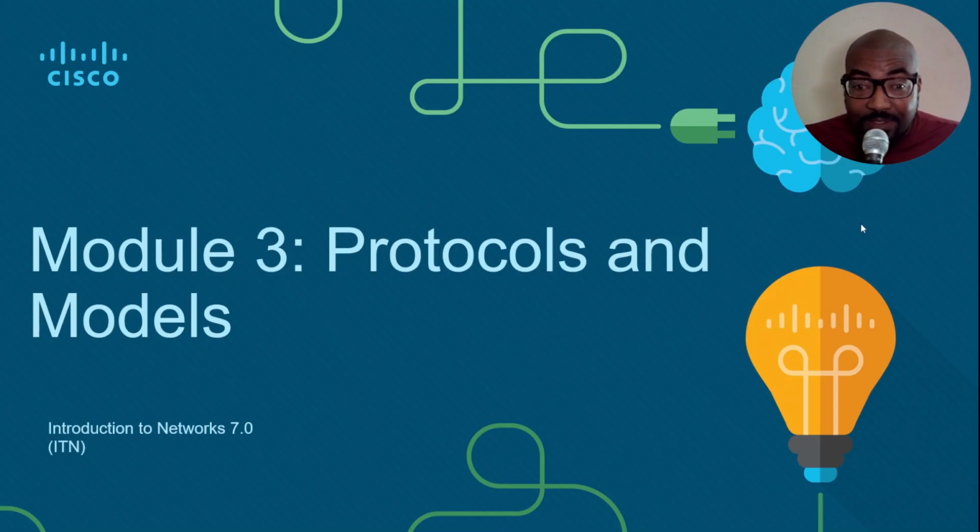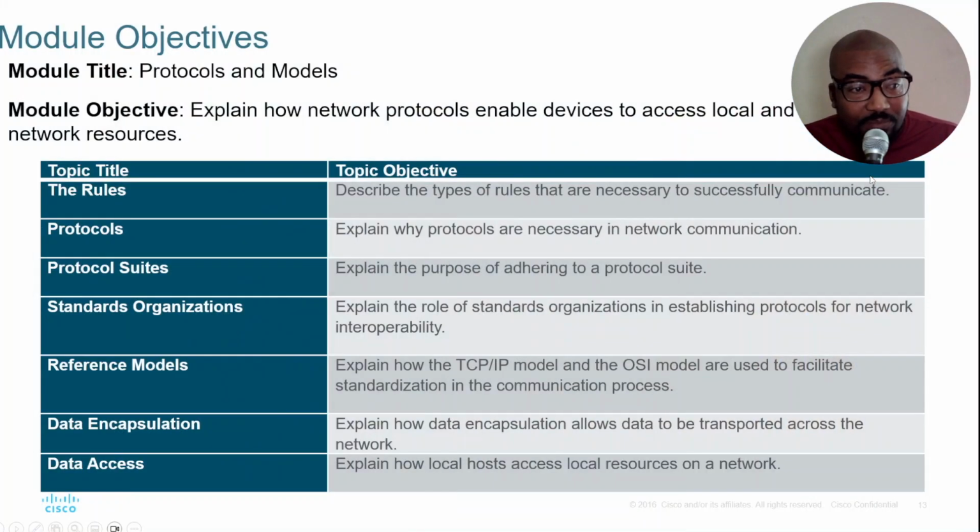So we're going to get into this protocols and models. In this, we're going to talk about the rules. I'm going to describe the type of rules that are necessary to successfully communicate. We're talking about protocols. Protocols are very, very important. We're going to talk about the bubble for a quick second here. Protocol suite: explain the purpose of adhering to a protocol suite. Standards organizations: explain the role of standards organizations in establishing protocols for network interoperability. Explain the TCP/IP model versus the OSI model.